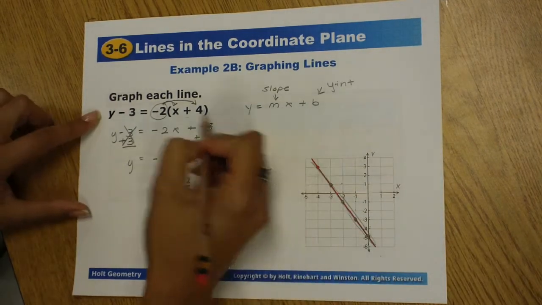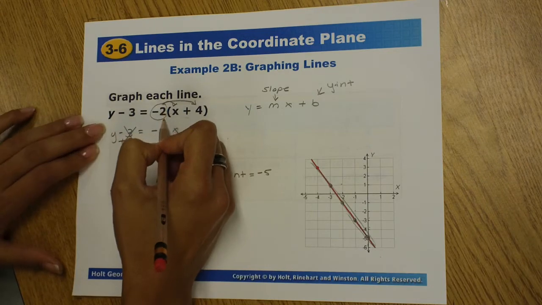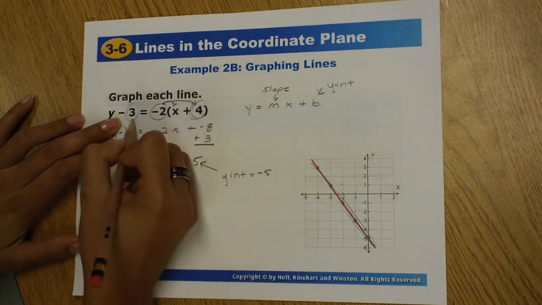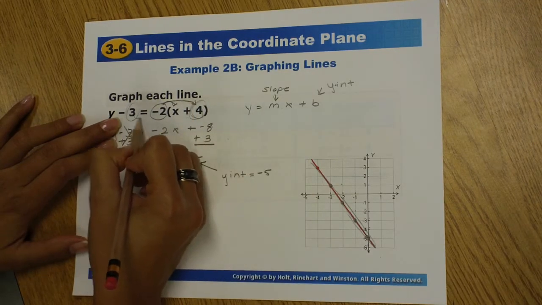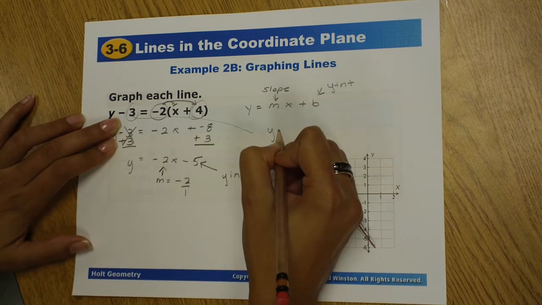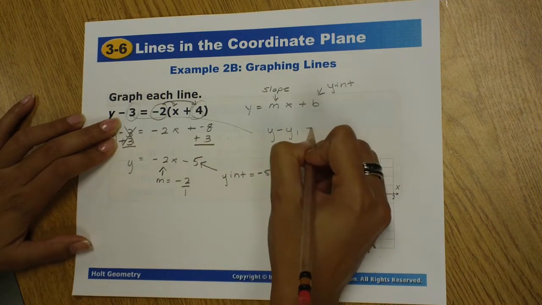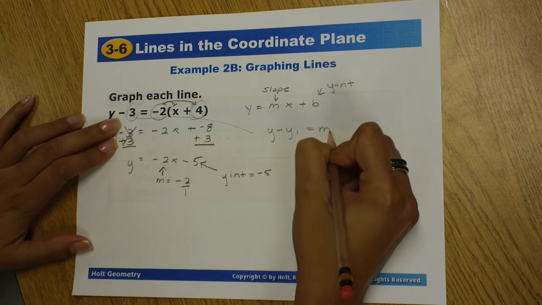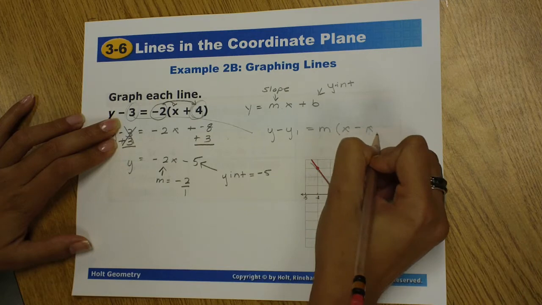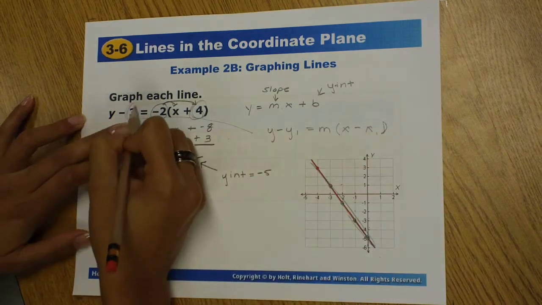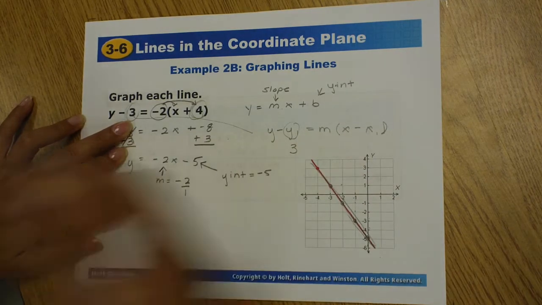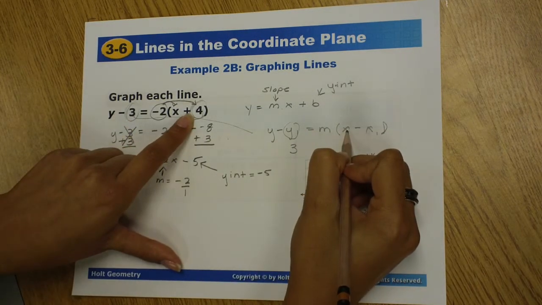You also could have, since this is point slope form, found out that these values are going to be your point. So I'm going to rewrite this over here. Y minus y sub 1 equals m times x minus x sub 1. And right here it says y minus 3. So that means your y sub 1 is a 3. Right here it says x plus 4.